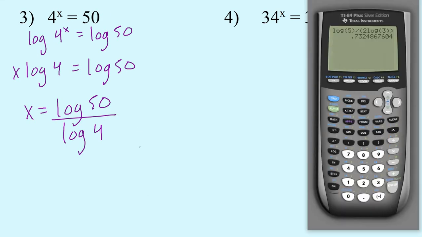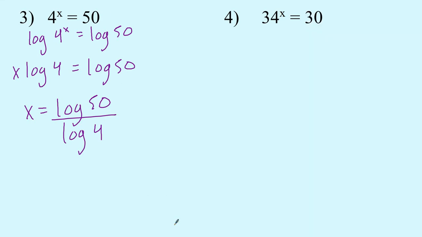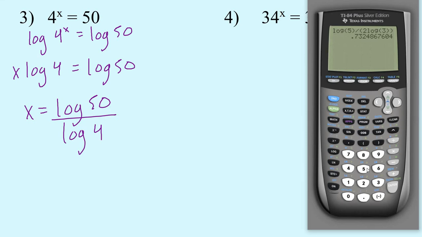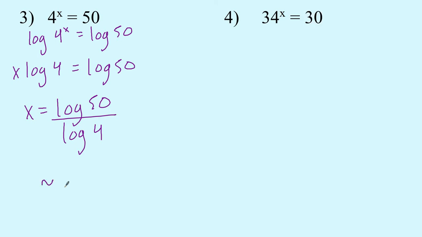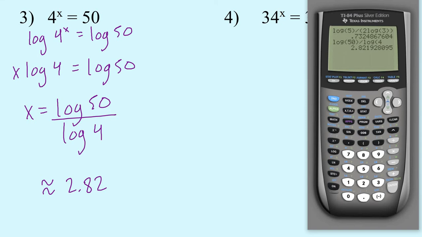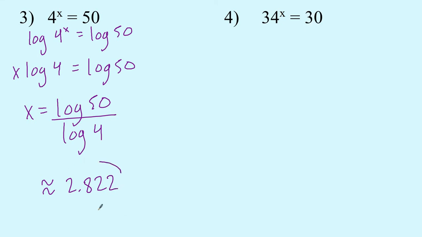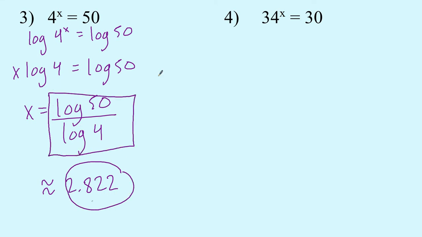And let's see. I guess I should go ahead and put that in my calculator. So log 50 divided by log 4 is 2.82. To 3 decimal places, that would be 2.822. So calculator ready form, decimal form, rounded form. Same thing for this one.